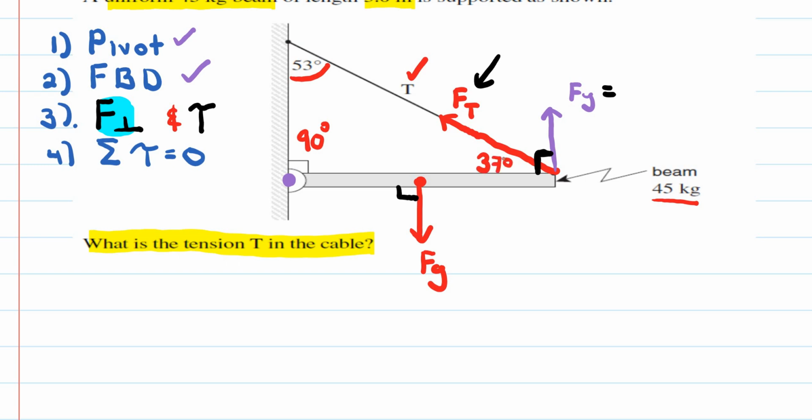Now, this is very similar to projectile theory. So when you have a number that's going off at an angle, you can always find the vertical component of that by taking that number, which in this case will be the force tension, and you multiply by sine of the angle, so sine of 37 degrees. All right, so that right there is your perpendicular force with respect to the pivot there.